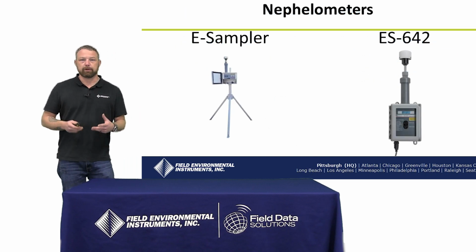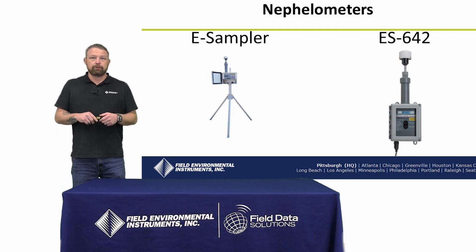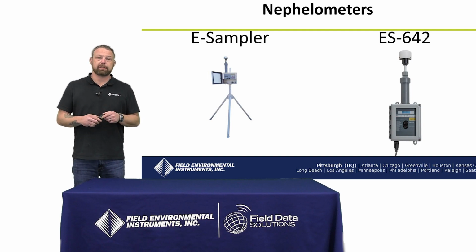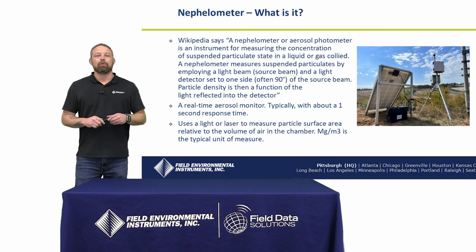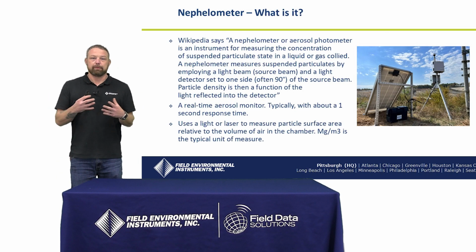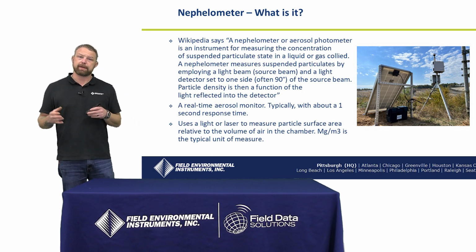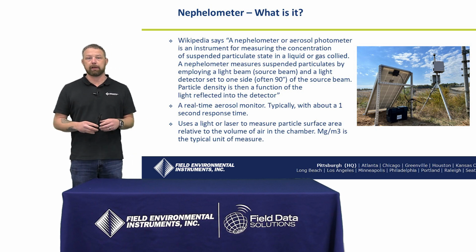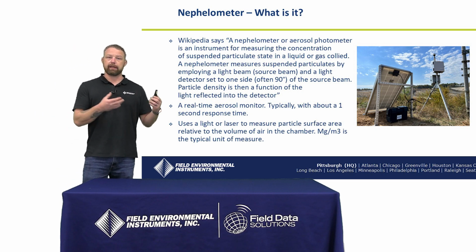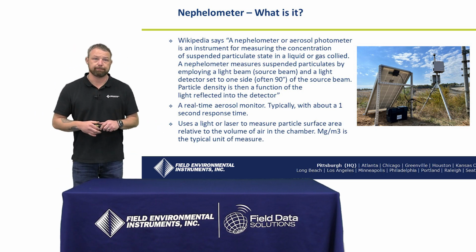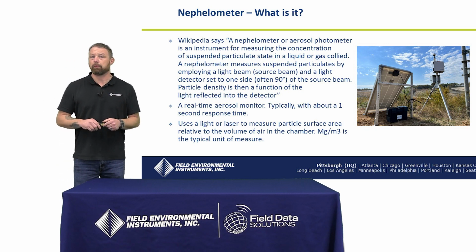Nephelometers are the most common particulate monitors in the industry. The E-sampler and ES642 shown here are two of our flagship instruments when it comes to perimeter particulate monitoring. What is a nephelometer? A nephelometer is simply an instrument that uses a light source and a photodiode to measure the surface area of particles passing through a known concentration or volume of air. By way of this, the instrument can provide a mass concentration reading, typically in micro or milligrams per cubic meter. These instruments are considered real-time and typically have a response time of about 1 second.